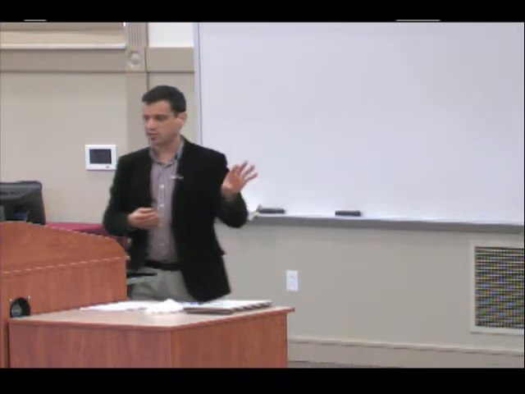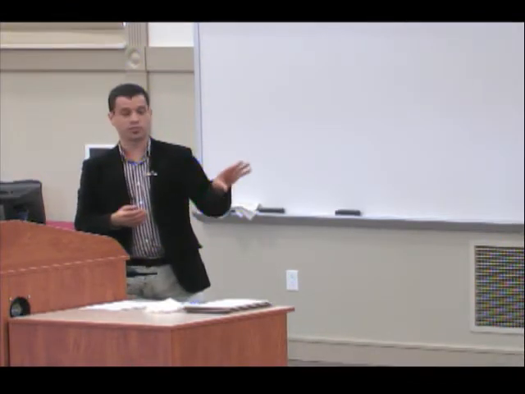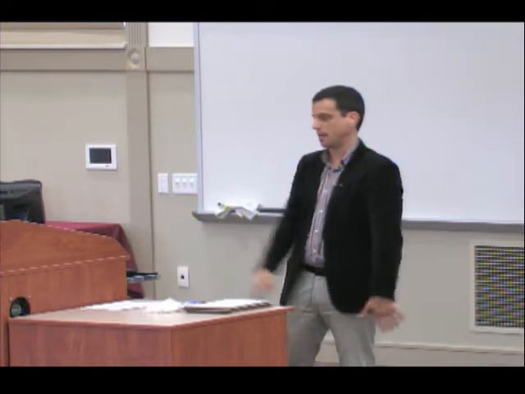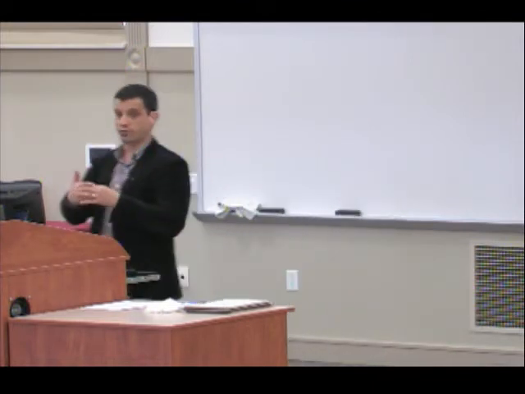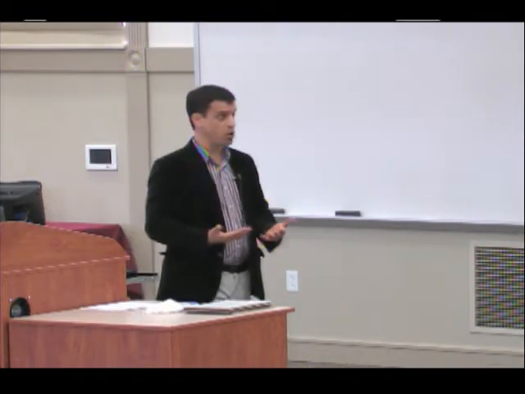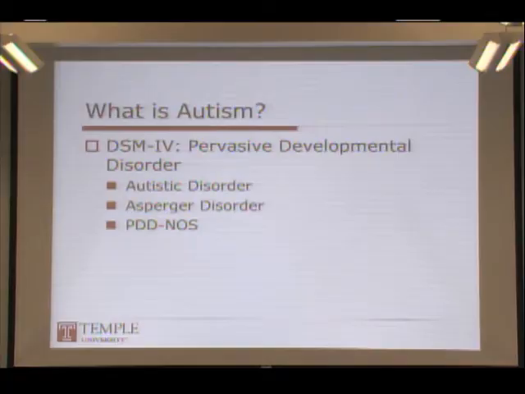The last two, Rett syndrome and childhood disintegrative disorder, are actually very different from autism. And in the new version of the DSM, they're not going to be considered autism spectrum disorders. It's really the first three that we're most concerned with: autistic disorder, Asperger disorder, or PDD-NOS. So if you're working with a student, I don't know if they're more or less likely to have a diagnosis of Asperger versus autism. Probably they're more likely to have a diagnosis of Asperger syndrome, but they might also have a diagnosis of PDD-NOS.